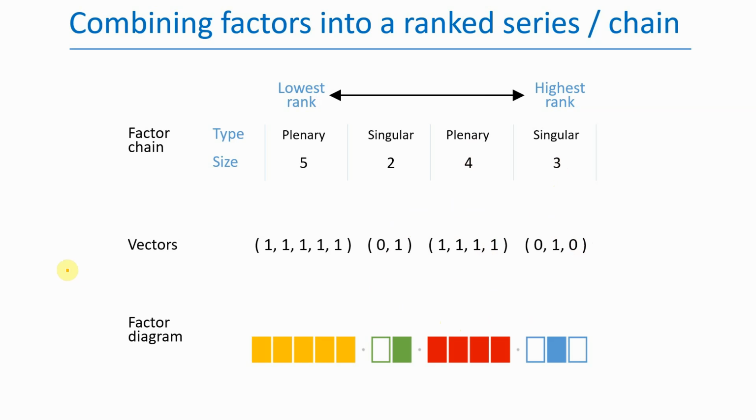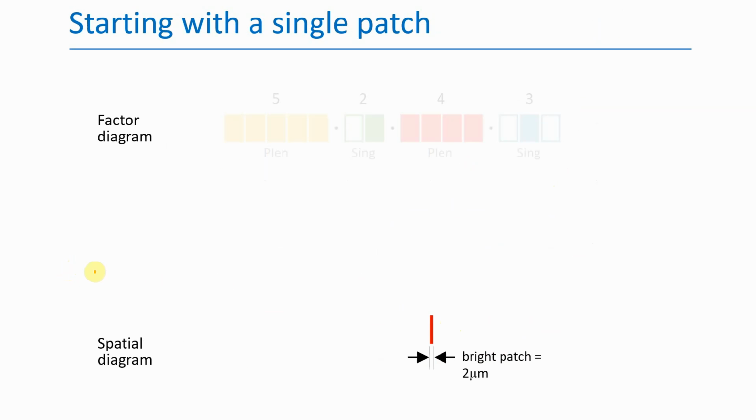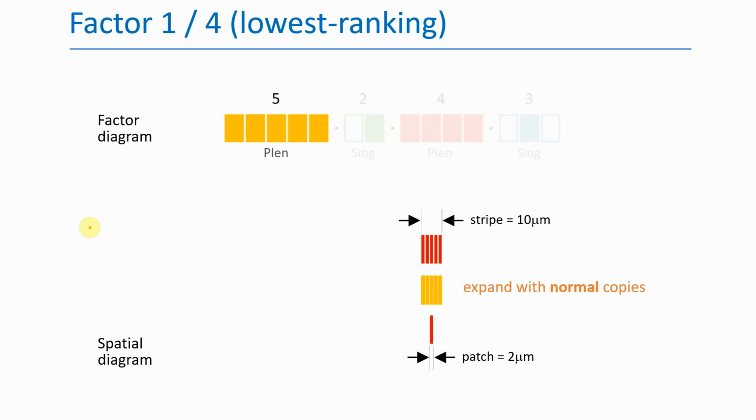A minute ago, we broke the pattern down step by step. Now we'll learn an algorithm to build the pattern up step by step. We can think of the factor chain as a recipe for doing this building up. We always start with a single bright patch, which is the simplest possible pattern. Now let's take the lowest ranking factor, size 5 plenary.